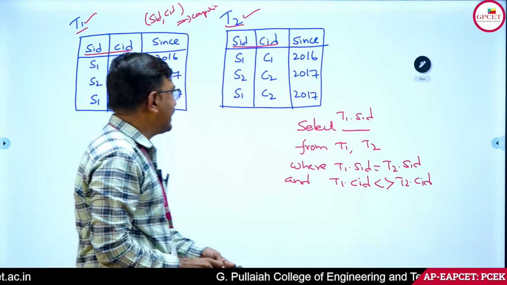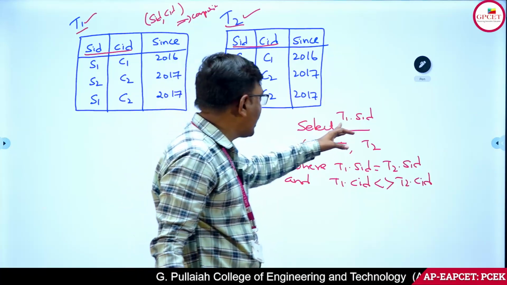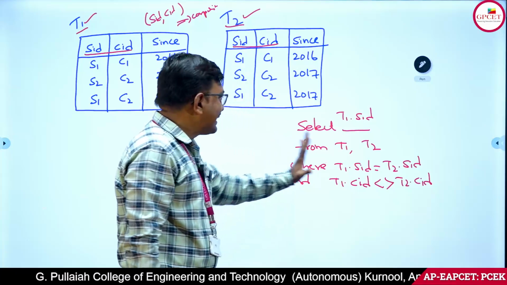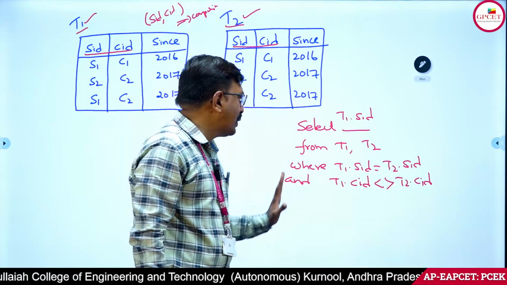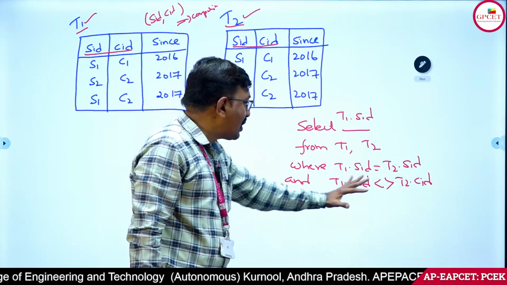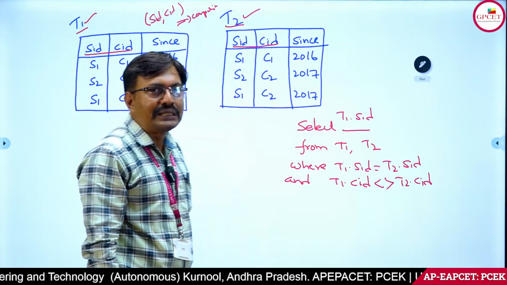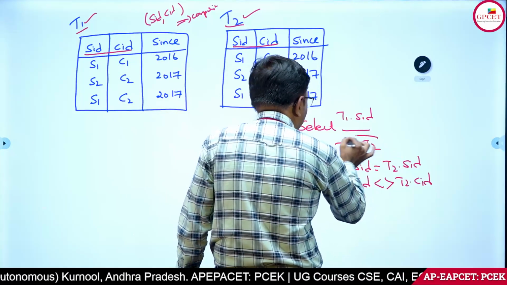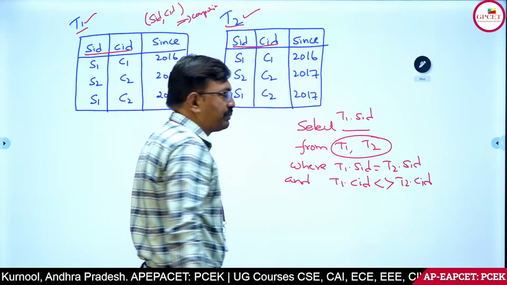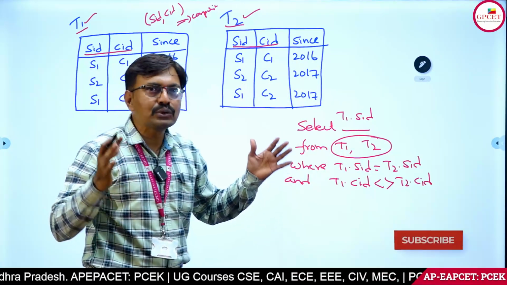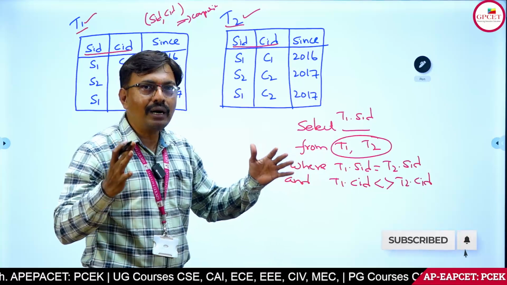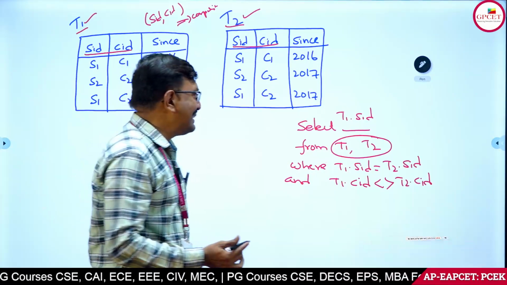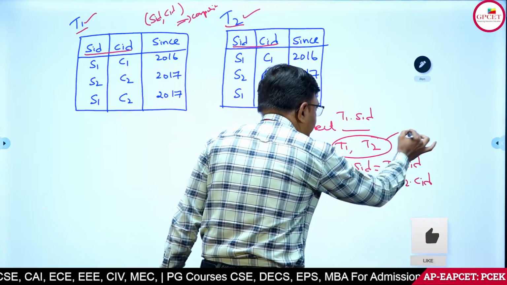Select T1.SID or T2.SID from T1 comma T2, where T1.SID equal to T2.SID and T1.CID is not equal to T2.CID. Observe here, what is from T1 comma T2? Join. Join is nothing but combining two tables. Common columns with common values is the join operation, but the internal operation is a Cartesian product.